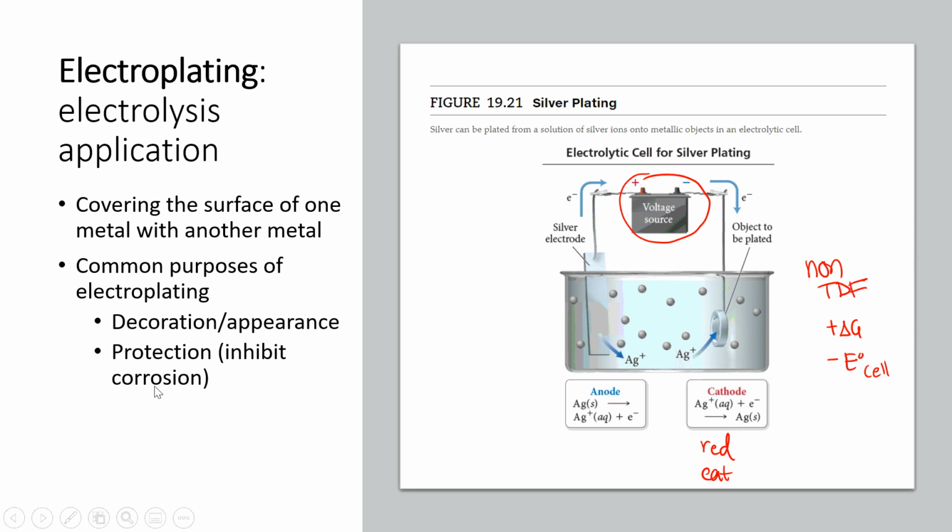And some purposes of why you might do that, one would just be appearance, for decorative purposes. Another reason might be for protection. So maybe you might have a metal that is easily oxidized and would rust easily, and you want to put a coating on it to inhibit corrosion. So that's another possibility. Jewelry could be plated to give a silver or gold finish to it.